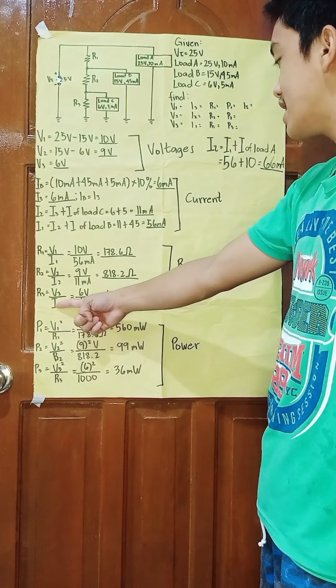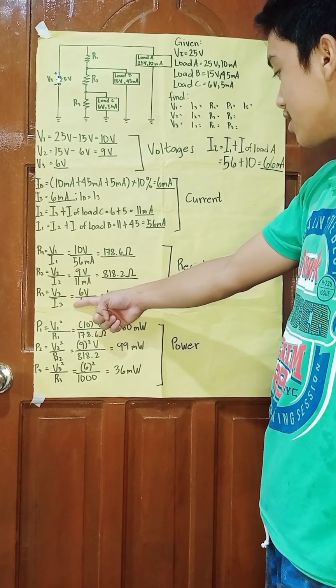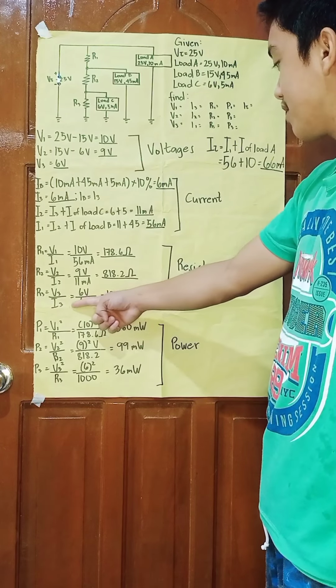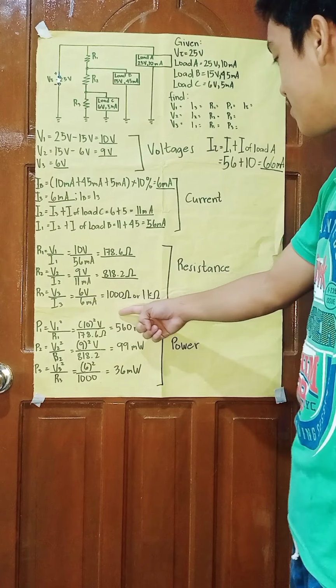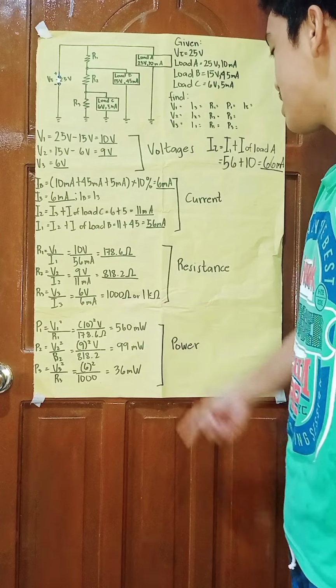Next is R3. So R3 is equal to V3 over I3. So V3 is equal to 6 volts. Then I3 is equal to 6 milliampere. So 6 divided by 6 is equal to 1 kilo ohm or 1000 ohms.